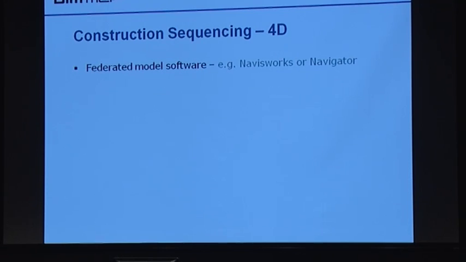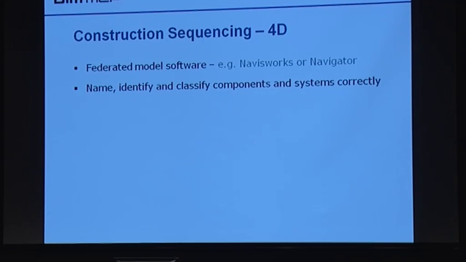Construction sequencing for 4D. You'll need federated model software, Navisworks or Bentley Navigator. A couple of things you need to do. You need to name, identify and classify components and systems correctly. Otherwise your construction sequencing isn't going to work. It helps if you're identifying components with some sort of phasing parameter.